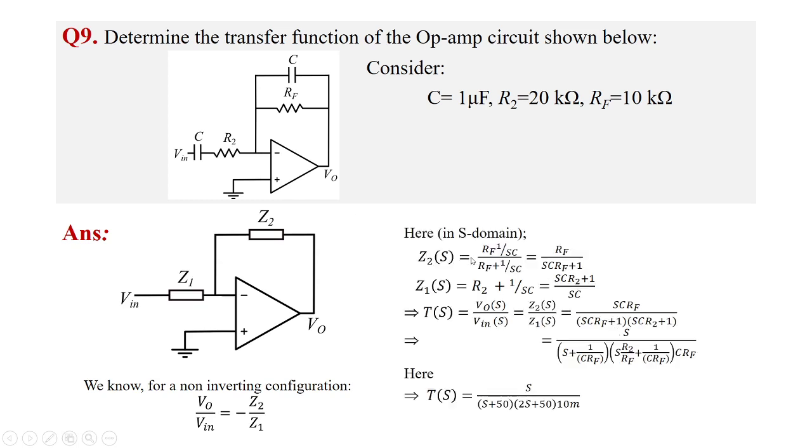We just substituted Z2 of S and Z1 of S. We just substituted in it, and we just reduced it, and we got the transfer function T of S as S by S plus 50 and 2S plus 50 into 10 milli.